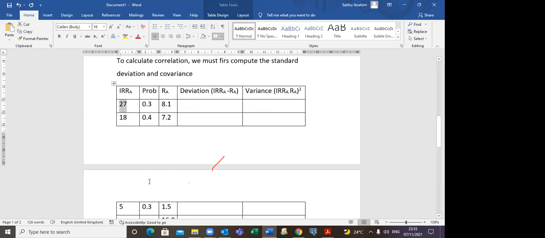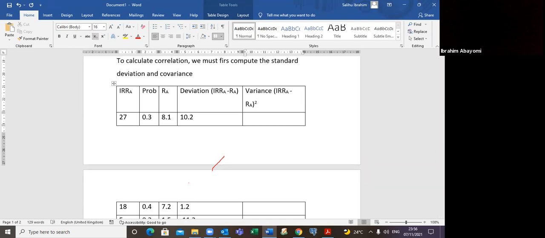So 27 minus 16.8 will give me what? 10.2. 18 minus 16.8 will give me what? 1.2. 5 minus 16.8 will give me what? Minus 11.8.